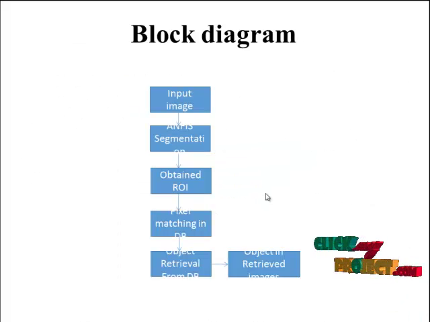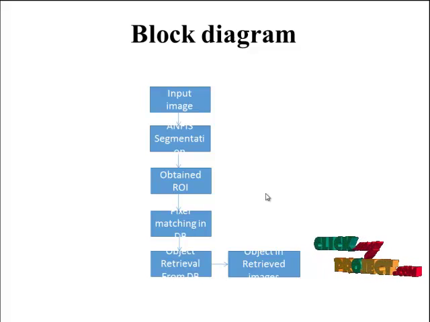This block diagram represents our system design. So this is the system design of our project. In this, initially we are taking a number of images as a database. The images should contain the same object but with different views and different scenarios. So our goal is to segment the ROI particularly and to retrieve the object.